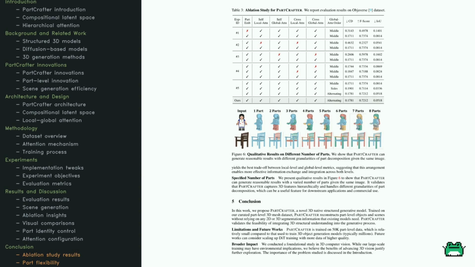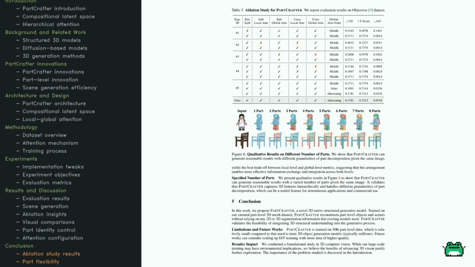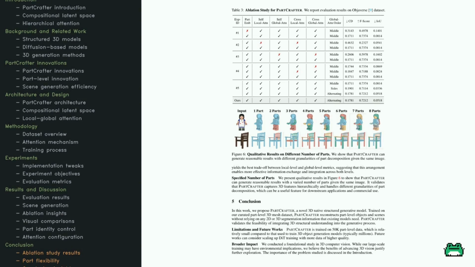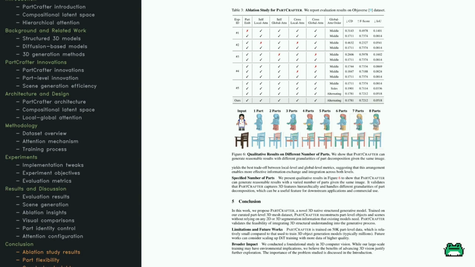Figure 6 illustrates how PartCrafter handles different numbers of parts in its output. Whether it's 1 part or 8, the model maintains quality, showcasing its flexibility and robustness in producing detailed parts from a single image. This adaptability makes PartCrafter a powerful tool for various applications.